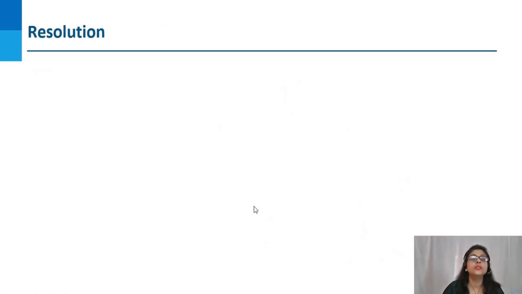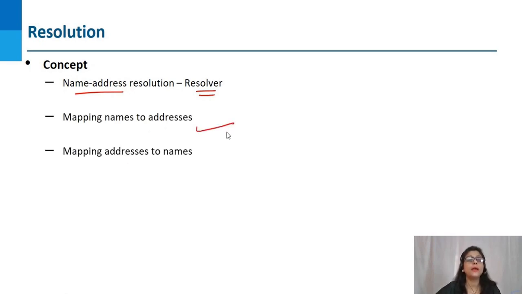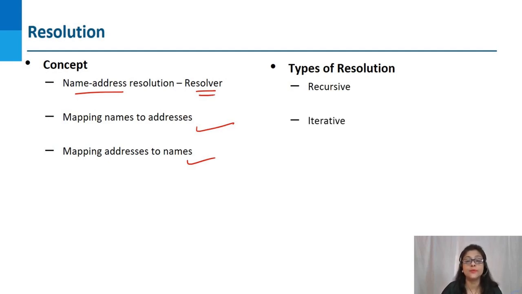Then we come to the term resolution. Resolution is basically the one where we have a resolver which uses the name address resolution. Like this is the mapping of name with the address, either mapping names to the addresses or mapping addresses to the names. This is done by the resolver. How many types of resolutions are there? We can have recursive type of resolution, iterative type of resolution, and cache type of resolution.